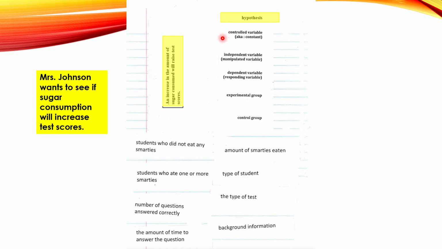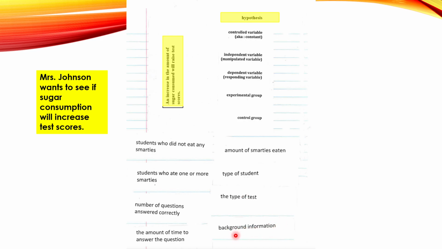Controlled variables or constants are things that we want to keep the same in an experiment. We want to keep as many things as possible the same. So when we ran our test, we tested the same type of student. They were all high school students. It might affect the results if some students are kindergartners and some students are high school students. So we want to keep that the same. That's a controlled variable. The type of test that we used was the same for everybody. We used a Kahoot. If we had used a Kahoot for some people and an essay test for others, that might have affected the test results, so we want to keep that the same.